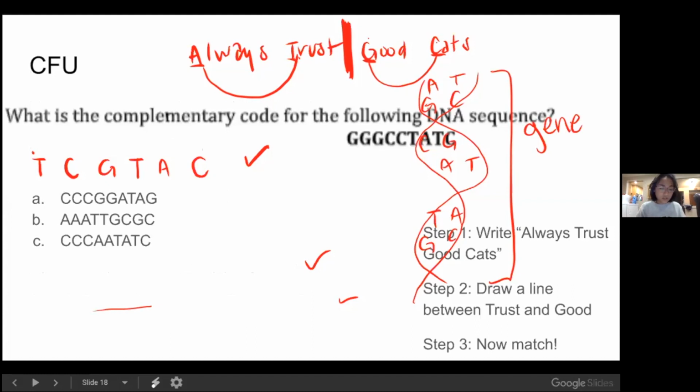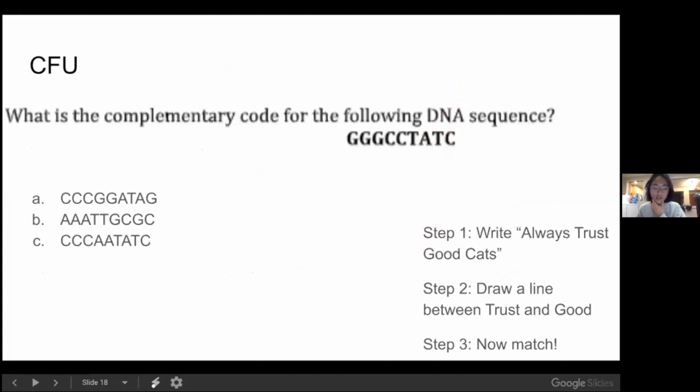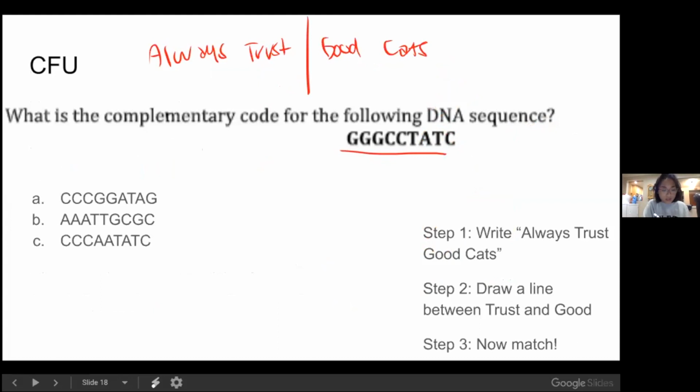All right, so now go ahead and try it yourself. Step 1, write always trust good cats on your paper, then draw a line between trust and good, and now match the complementary code for the following DNA sequence. All right, let's check our work together. So always trust good cats. Here we go. G matches with C, G matches with C, C matches with G, G, T matches with A, A matches with T, T matches with A, and C matches with G. And the correct answer for that would be A.